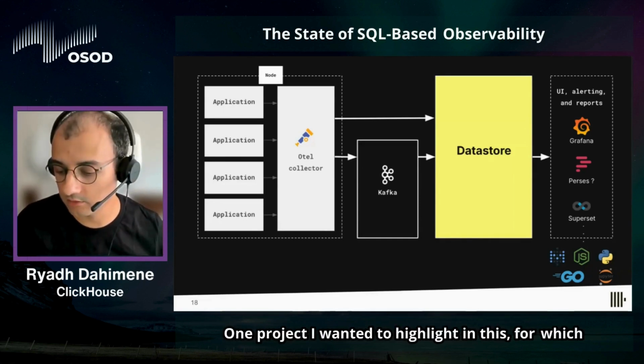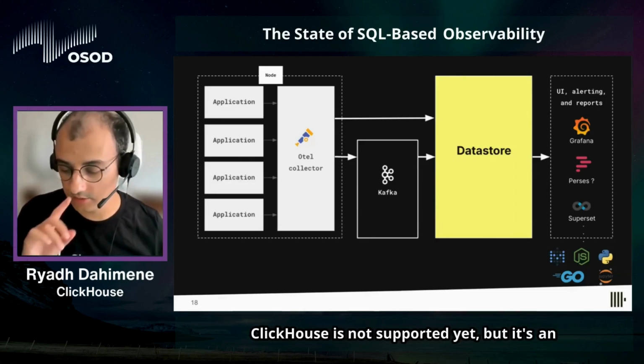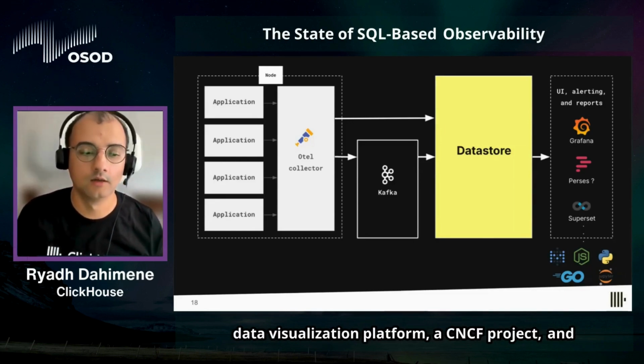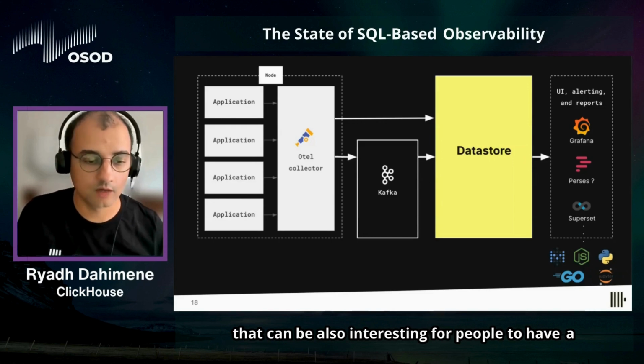One project I wanted to highlight, for which ClickHouse is not supported yet, but it's an interesting one, is called Perses, which is a new data visualization platform, a CNCF project, and that can also be interesting for people to have a look at.